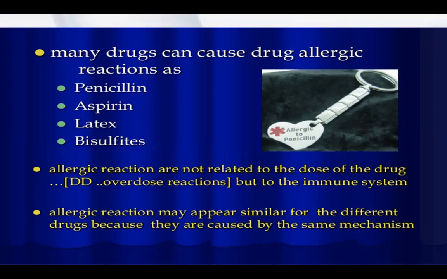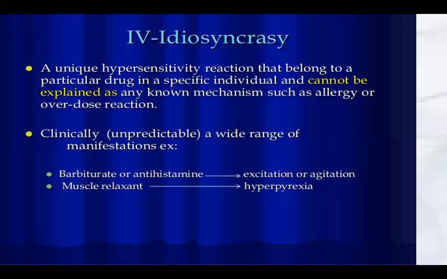Allergic reactions are not related to the dose of the drug, but are due to the immune system. So due to the immune system, they can produce certain types of allergic reaction. The reactions may appear similar for different drugs because they are caused by the same mechanism. The fourth one is idiosyncrasy, a unique hypersensitivity reaction to a particular drug in specific individuals that cannot be explained by any known mechanism such as allergy or overdose.